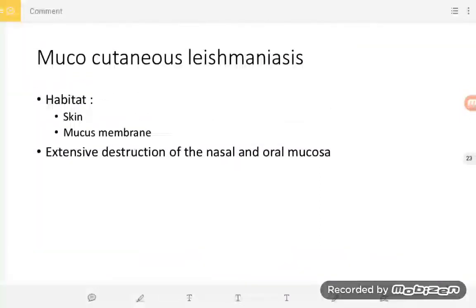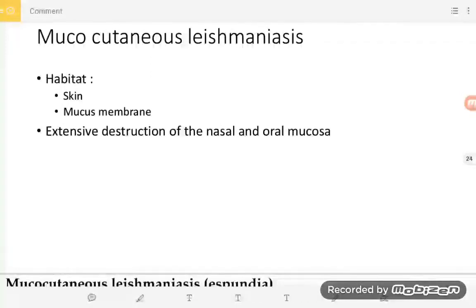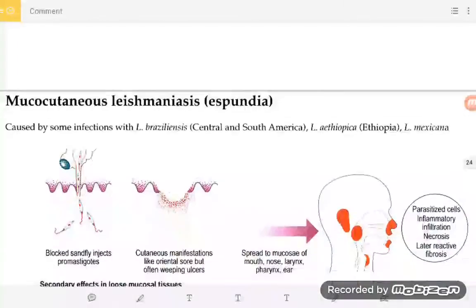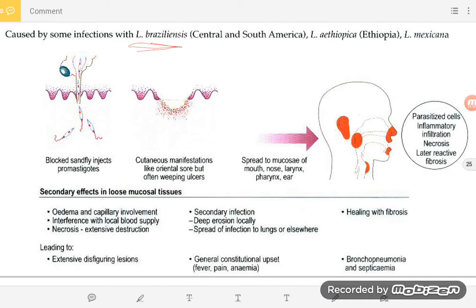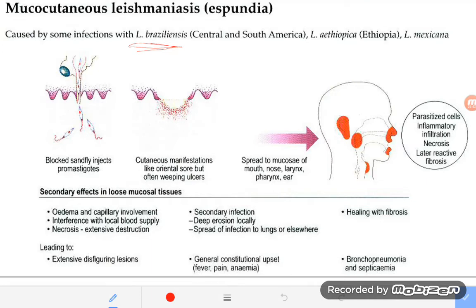Then mucocutaneous leishmaniasis: the habitat is skin and mucous membrane, and you can also see it in the nasal and oral mucosa. So these are the specimens if you want to check for mucocutaneous leishmaniasis, which is caused by Leishmania brasiliensis and Leishmania ethiopica. You have to remember that in our syllabus, these are the medically important parasites. Remember these are the areas; here you can see the area which Leishmania brasiliensis affects.